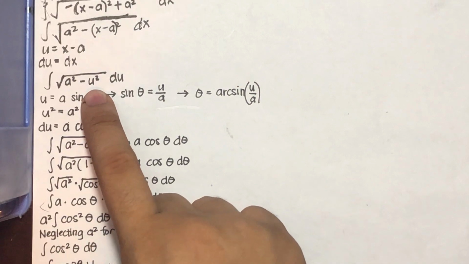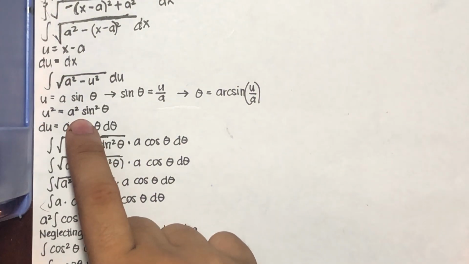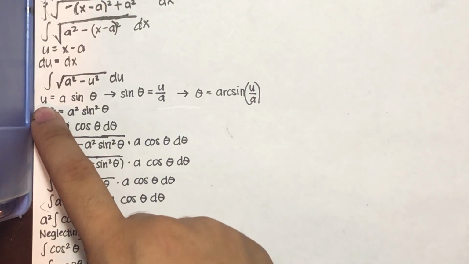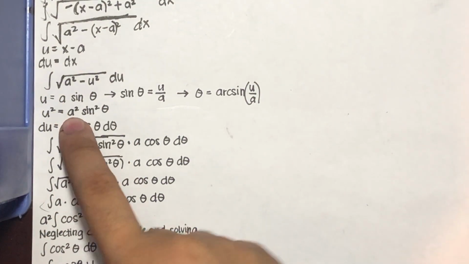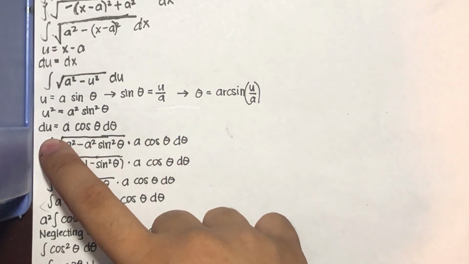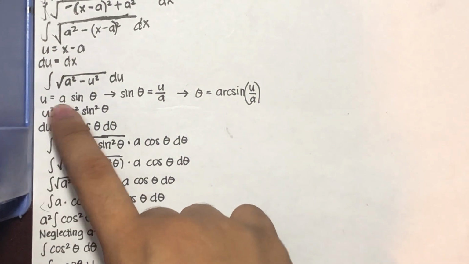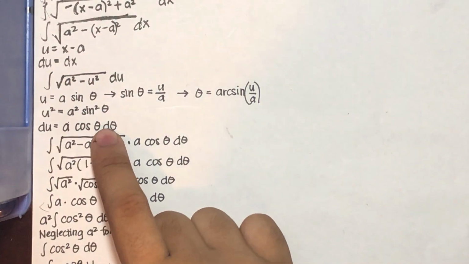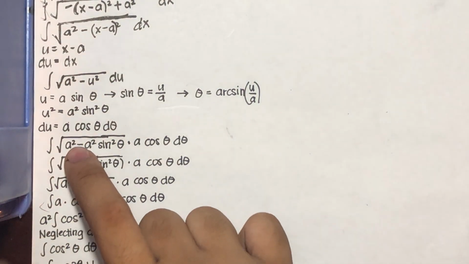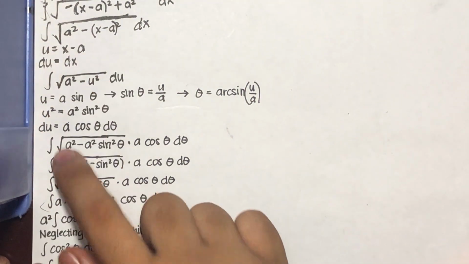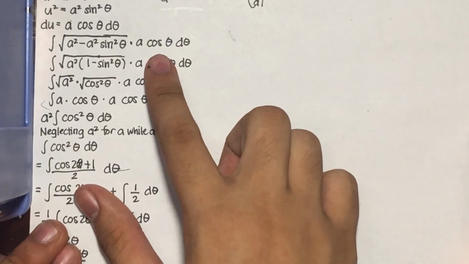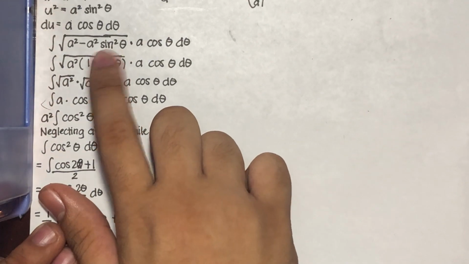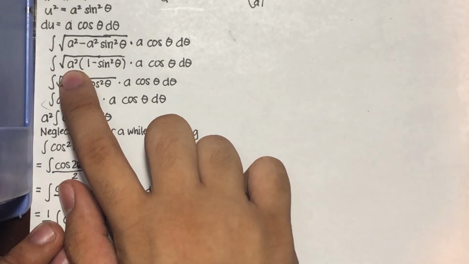And since there is a u squared in this integrand, we would want to square this part. So a sine theta squared would give us a squared sine squared theta. There's also a du right here, so we just differentiate this, which would give us a cos theta d theta. Now we substitute what we got into this. So we have a squared minus a squared sine squared theta times a cos theta, and then there's a common factor a squared, so we bring that out.